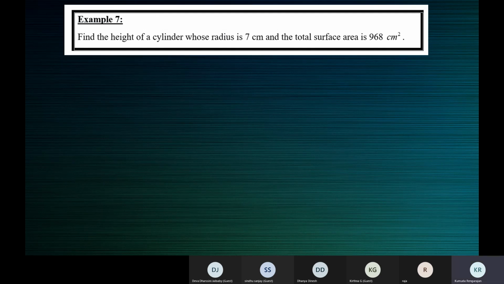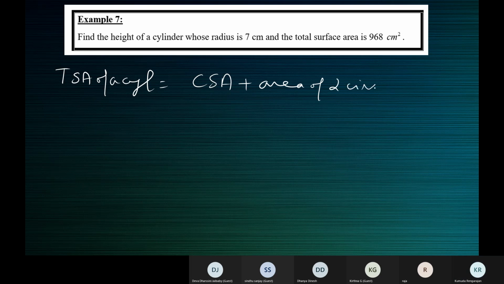Now coming to the total surface area, children. Now let's understand the formula to find the total surface area of a cylinder. Total surface area of a cylinder is equal to the curved surface area plus area of 2 circles. Or let me make it like this: area of the curved surface, plus area of top circle, plus area of bottom circle.